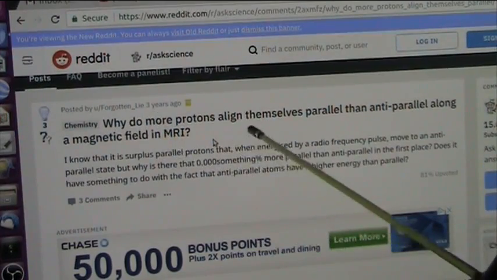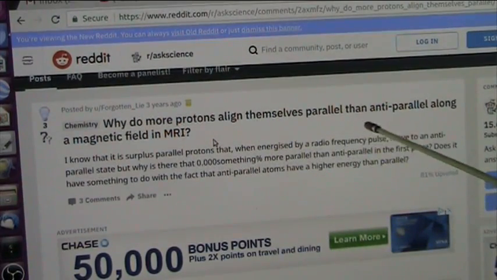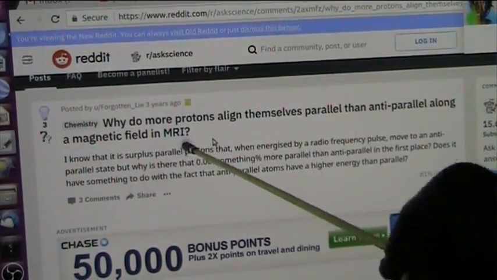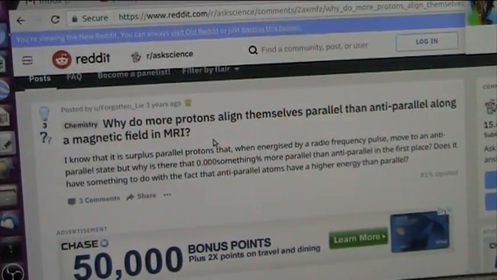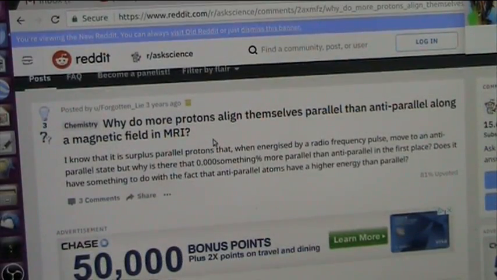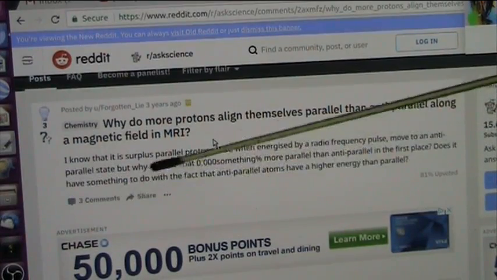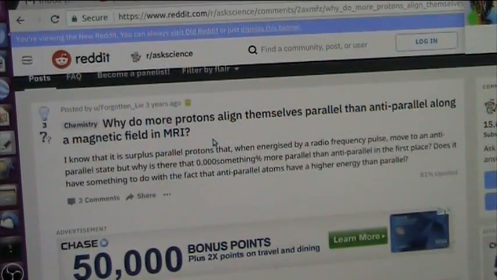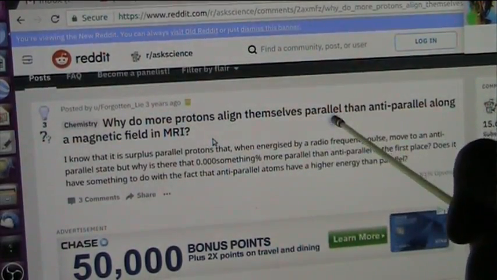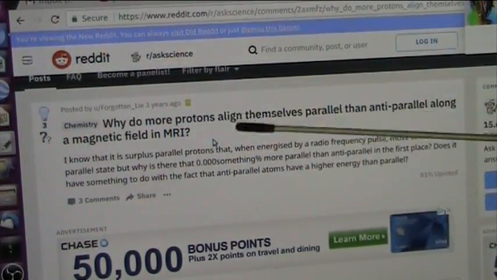All right, and here's what they say. Why do more protons align themselves parallel than anti-parallel along a magnetic field in that MRI? Because they blast it with a magnetic field like crazy. And you know how that lines things up in a line, they call it magnetic lines of flux, and they put iron filings down. You see how that works. Now, everybody knows that.